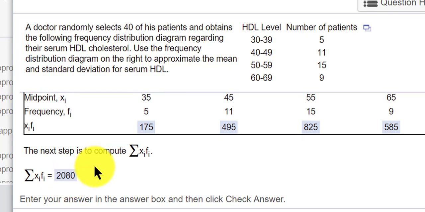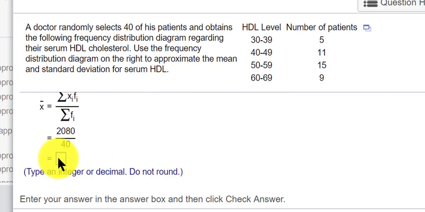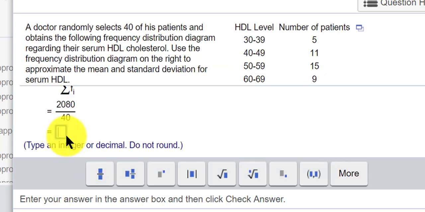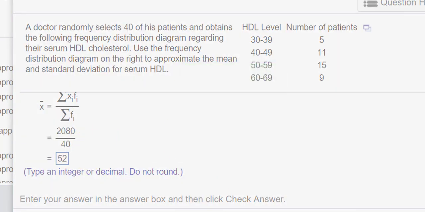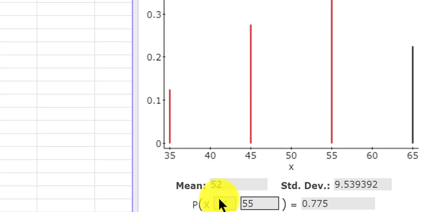The 2080 came from here. And I believe when we use StatCrunch, this answer came out to 52. So I'm just going to quickly type this in my calculator to make sure. And we end up with 52. Right? Fantastic. And remember, we knew that by using StatCrunch, the mean was 52.